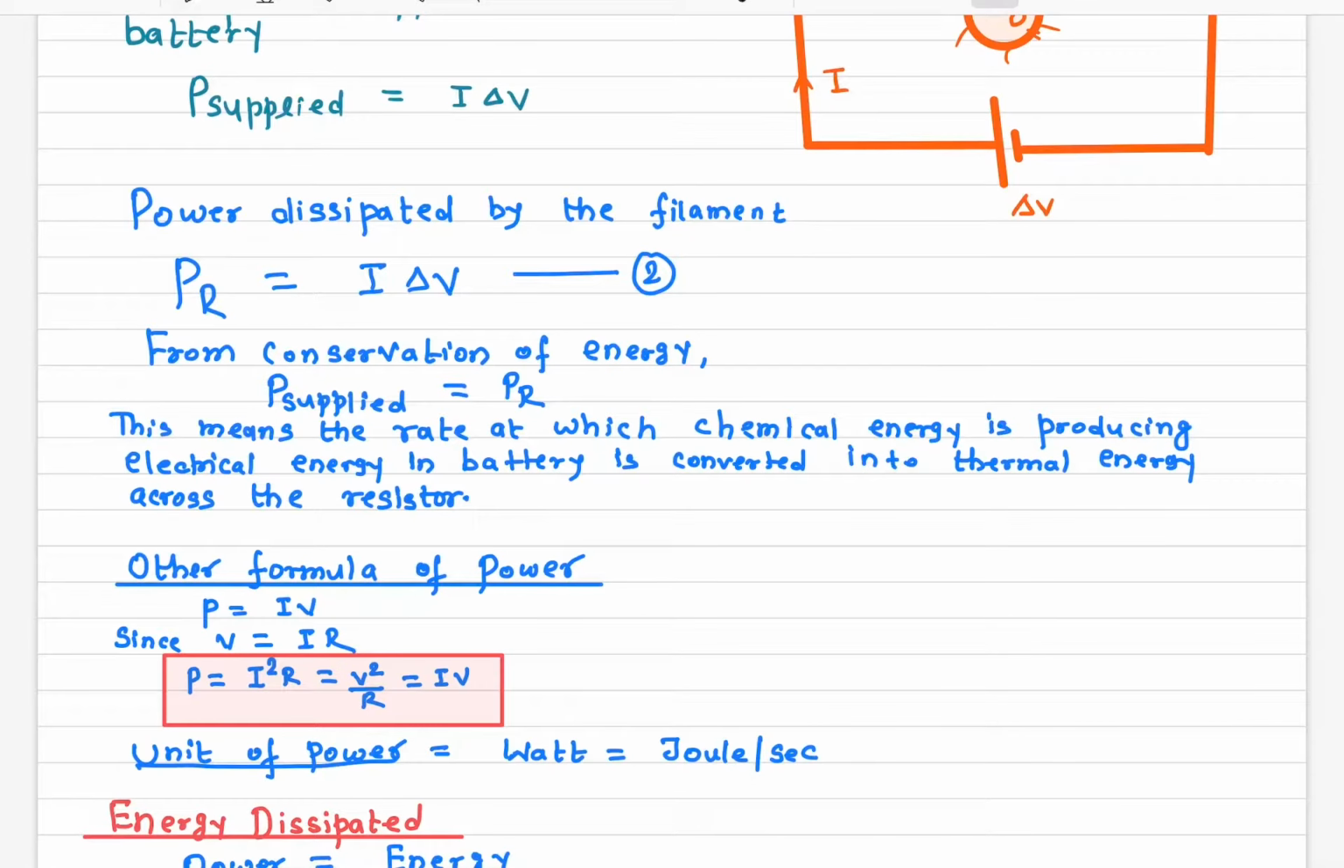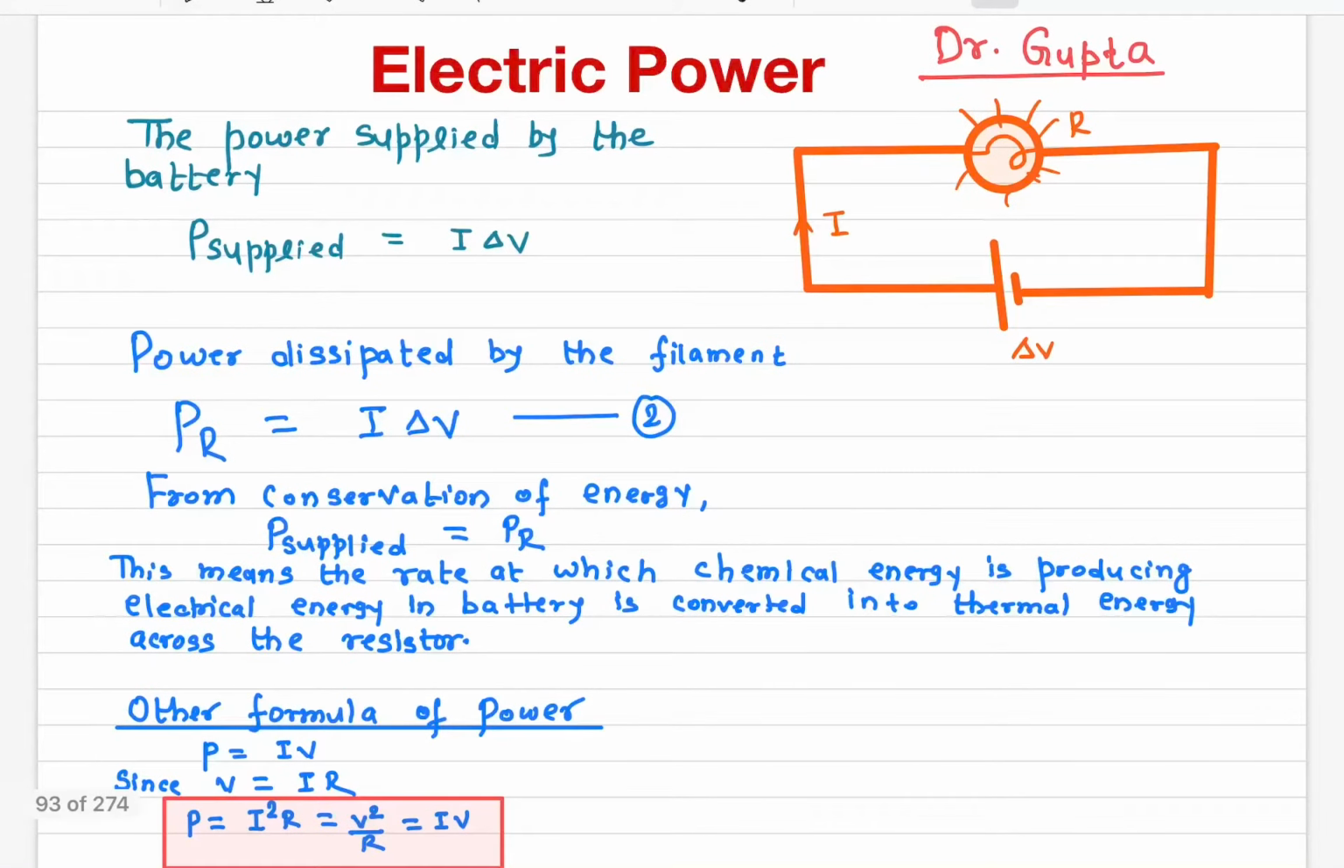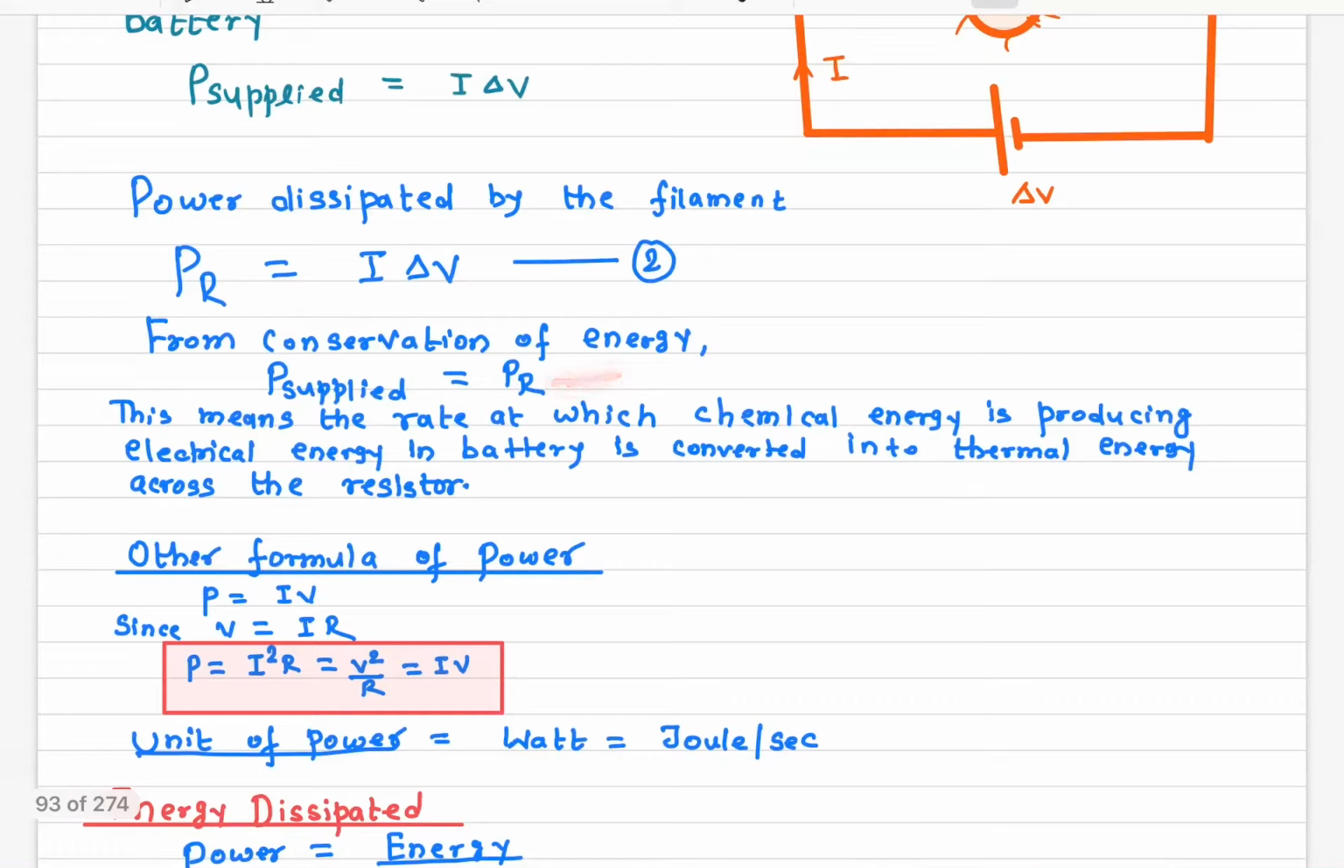So if you look at it in terms of the energy, all the energy that is produced by this battery in the form of chemical energy, the battery does have a chemical energy, that means the rate at which it produces energy inside the battery is exactly equal to the rate at which this filament bulb is dissipating the energy. So that must be exactly equal.